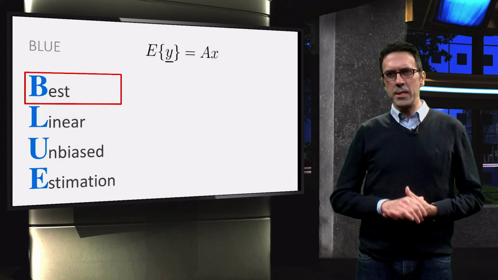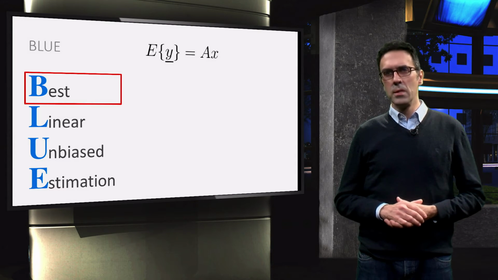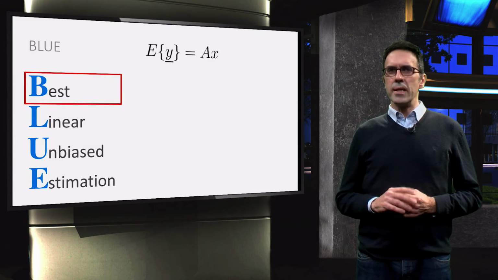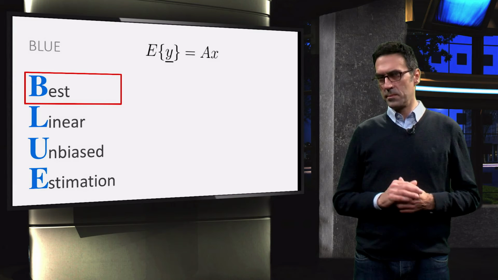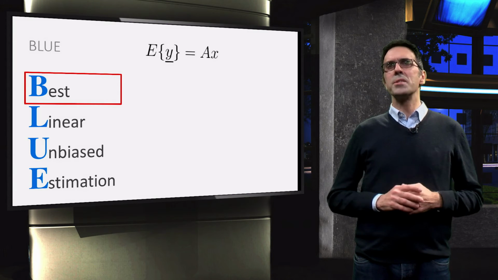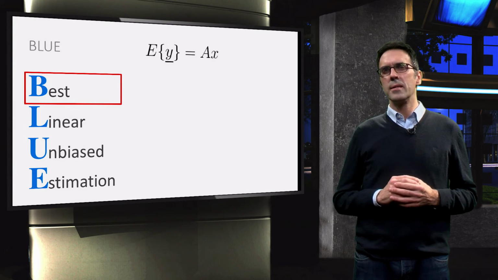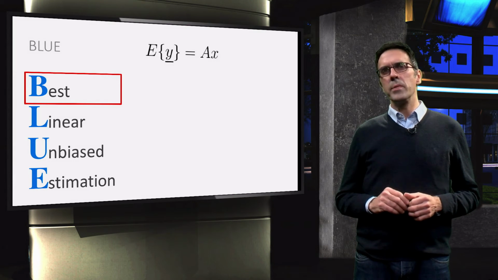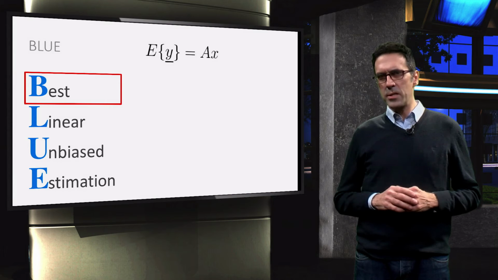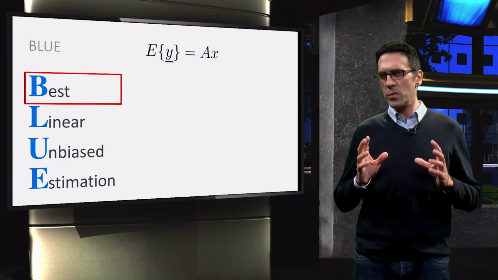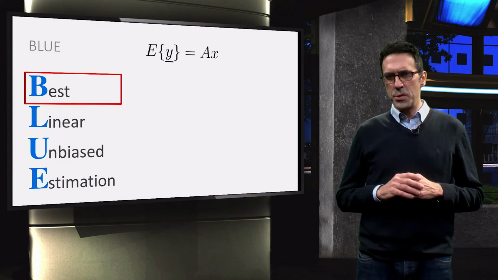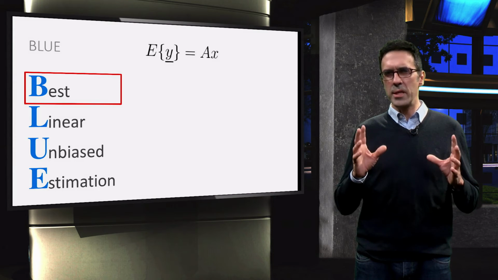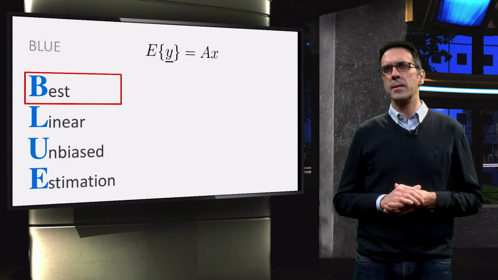Now, the first letter of the acronym BLUE is actually the most important one. It tells us that the estimator should be best, and the term best always needs to be defined specifically. In the context of estimation theory, best means that out of all possible estimators that one could dream of, we want to find the one for which the precision of the estimator has the lowest value. Now, this is a long sentence. Let's spend 1 minute to grasp this.